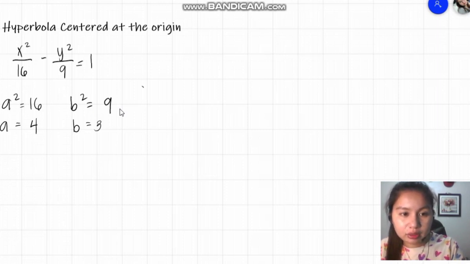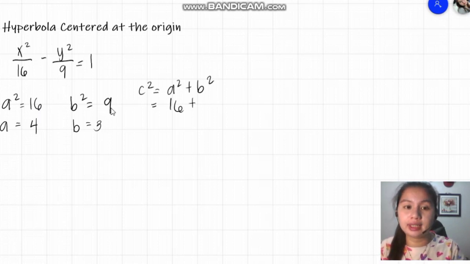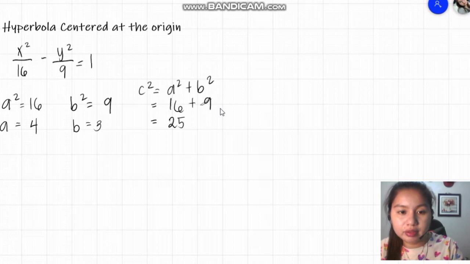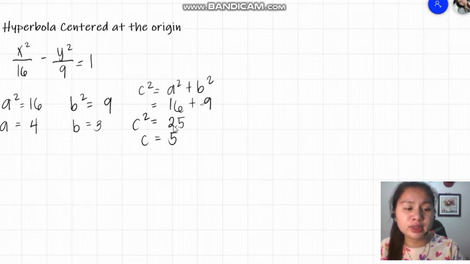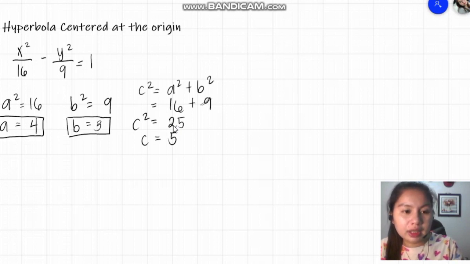And then, we have C squared. Para makuha si C, ang formula natin ay A squared plus B squared. So, a squared natin, a squared ha, so ito pa, 16. So, 16 plus, ang b squared natin ay 9. And then, 16 plus 9, we have 25. And then, naka-c squared pa yan. So, para makuha si c, square root ni 25 is 5. Okay. So, nakuha na natin si a, b, and c. So, ang a natin ay 4. Ang B natin ay 3, and then ang C natin ay 5.